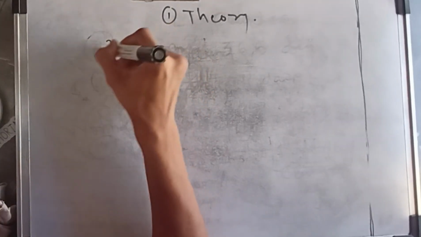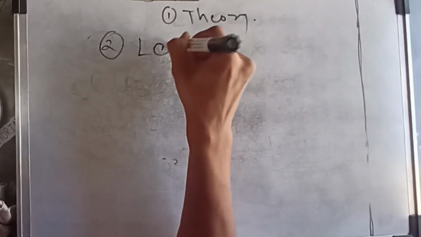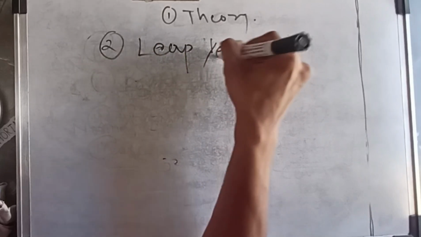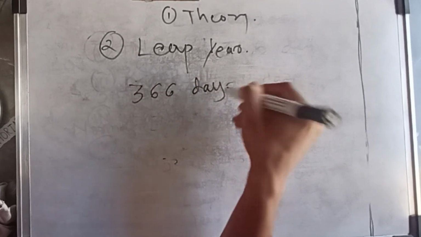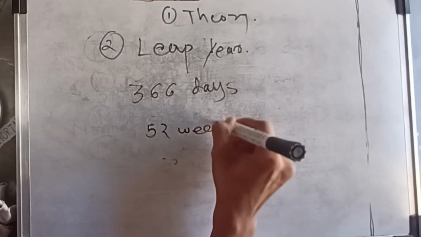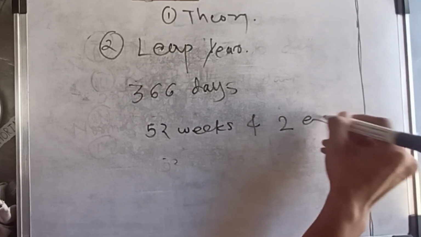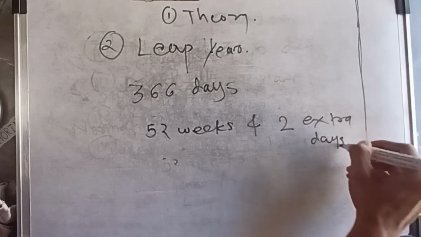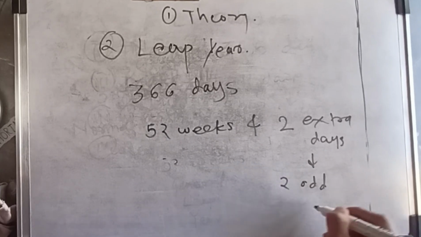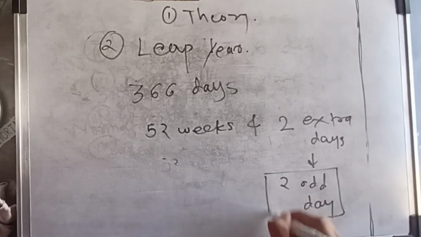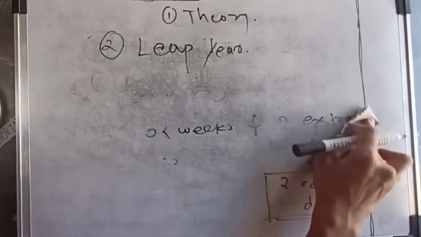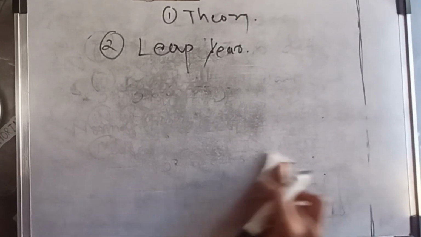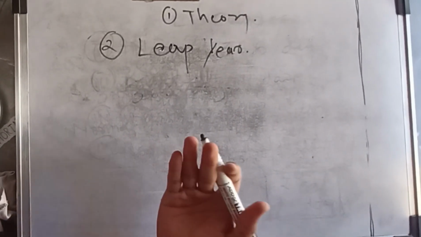The next topic is leap year. In a leap year there are 366 days, which means 52 weeks and 2 extra days, which we also call 2 odd days. So here also we have the concept of odd days. Now as we discussed earlier, there are two types of leap years. One is the normal leap year, and another one is the centurion leap year.